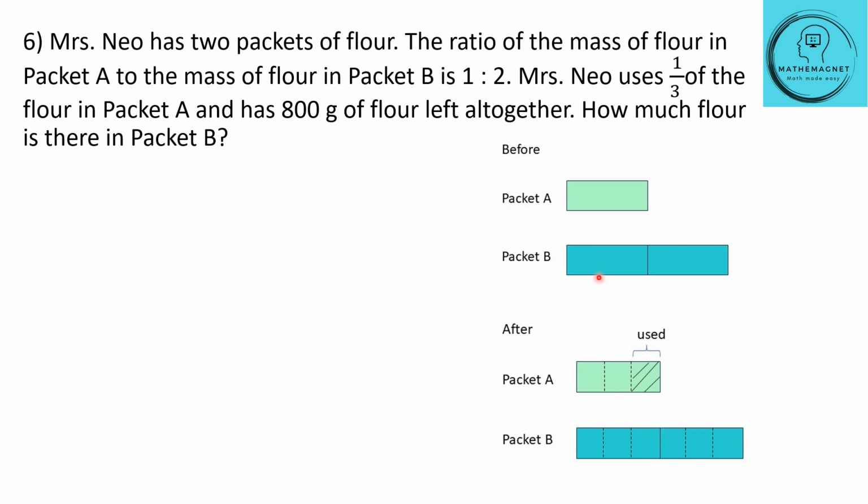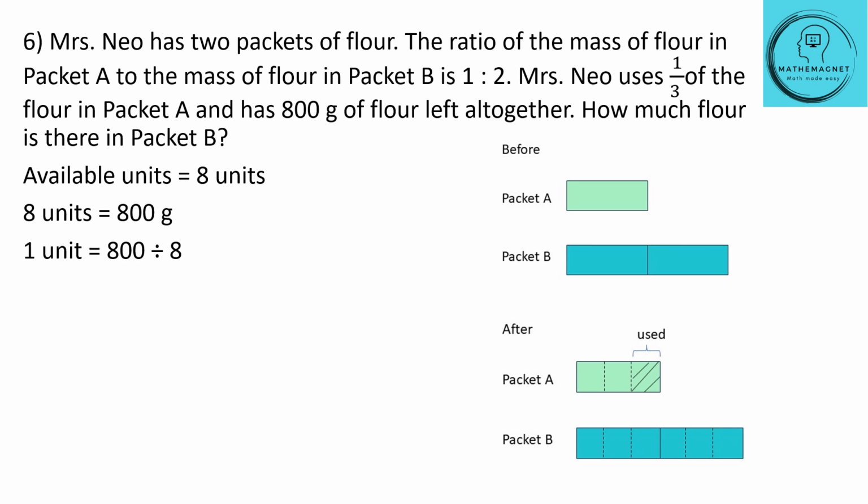So which means packet A will have 3 parts and packet B will have 6 parts. Okay, so now 1 part is used, so packet A has 2 parts left and packet B has 6 parts. So total 8 parts or 8 units is equal to 800 grams. So 1 unit will be 800 by 8, it will be 100 grams.